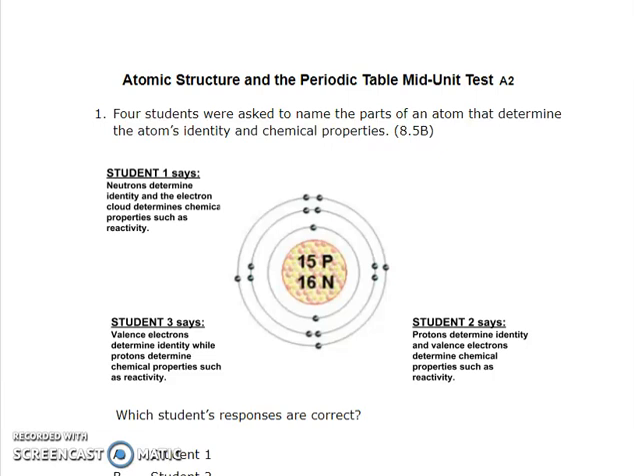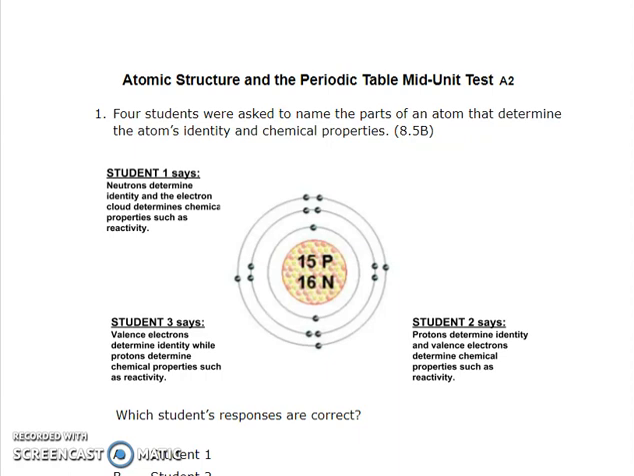Atomic structure and periodic table mid-unit test A2. Number 1. 4 students were asked to name the parts of an atom that determine the atom's identity and chemical properties. Student 1 says, neutrons determine identity and the electron cloud determines chemical properties such as reactivity.